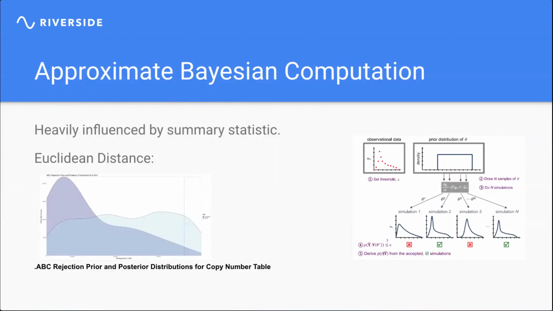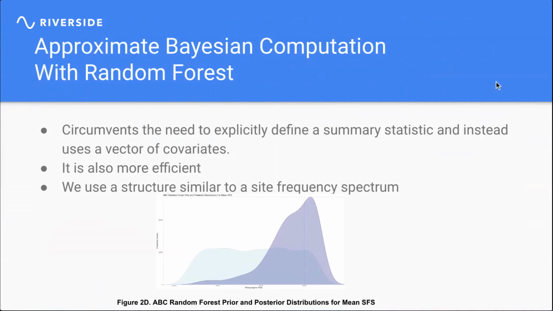The issue with approximate Bayesian computation, at least the traditional rejection ABC, is that it's heavily influenced by the choice of the summary statistic. In particular, when we utilized Euclidean distance for our summary statistic, we found that the posterior distribution was skewed very much to the left, which seems as if it's favoring little to no mutations at all, which would make sense given our understanding of how Euclidean distance would be minimized.